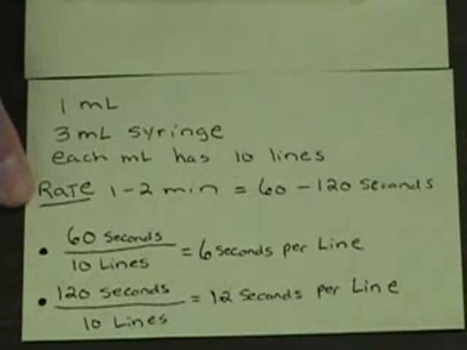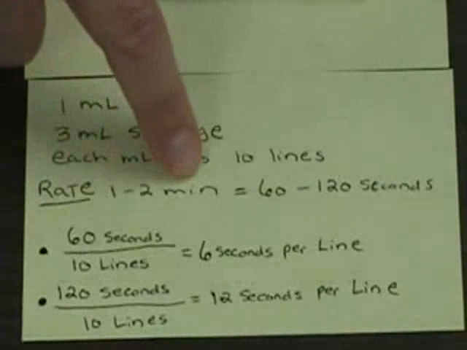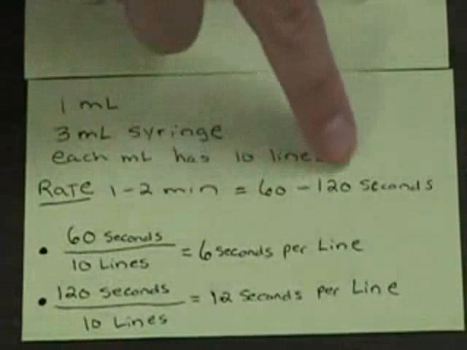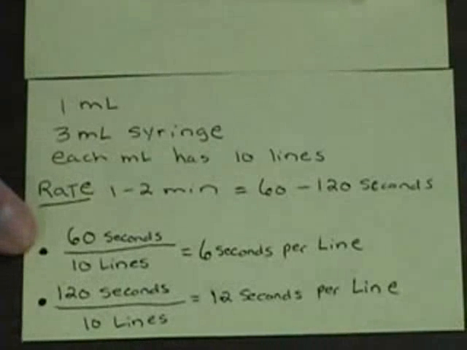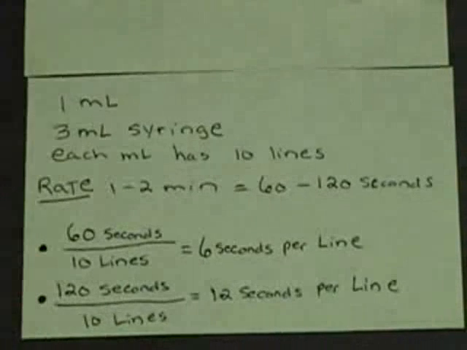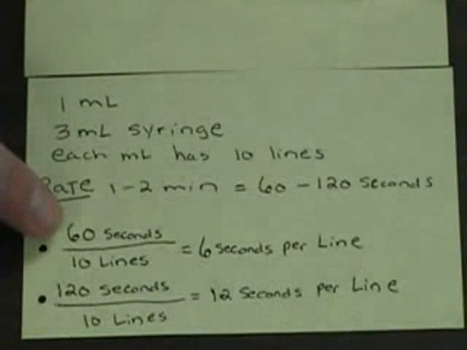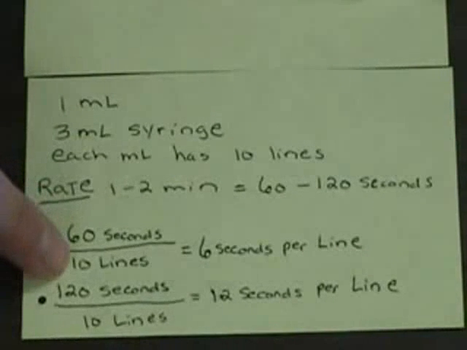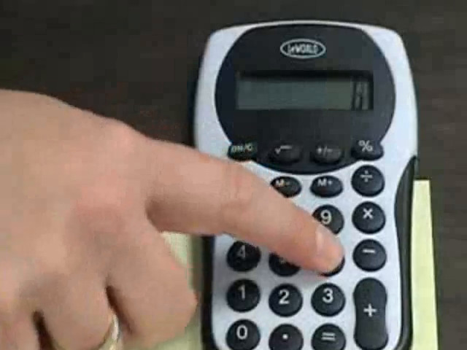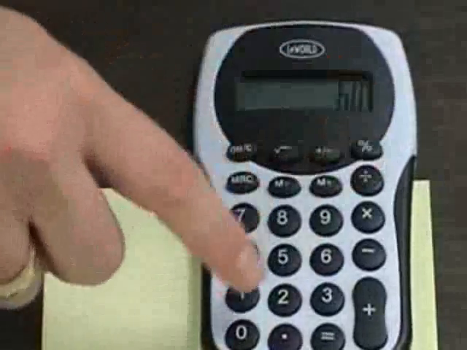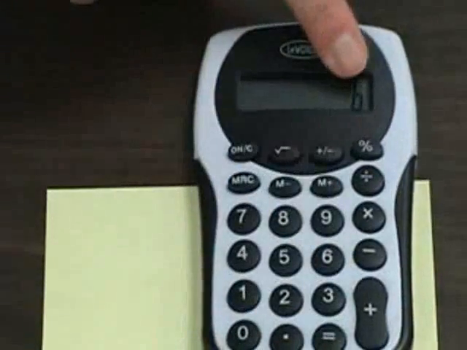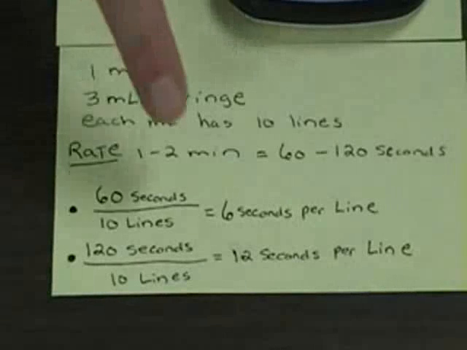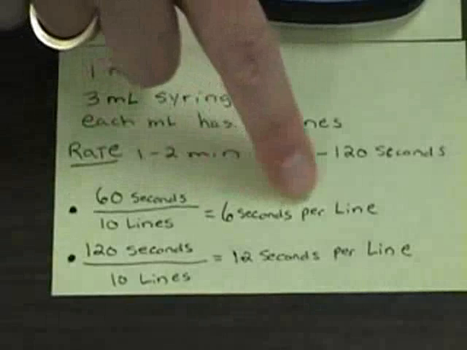The rate that I want to push the IV Reglan, according to the drug book, was over 1 to 2 minutes, which is 60 to 120 seconds. Here I have demonstrated a 1-minute calculation and a 2-minute calculation. The way that I set up my calculation is 60 seconds over 10 lines. 60 divided by 10 equals 6. Therefore, I will push this medication at a rate of 6 seconds per line.